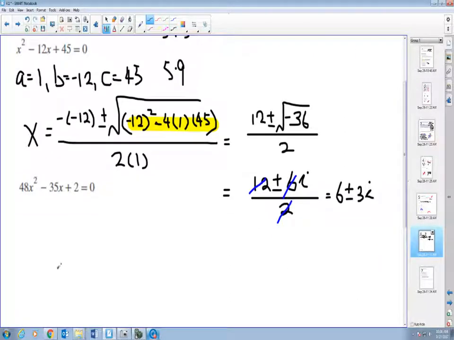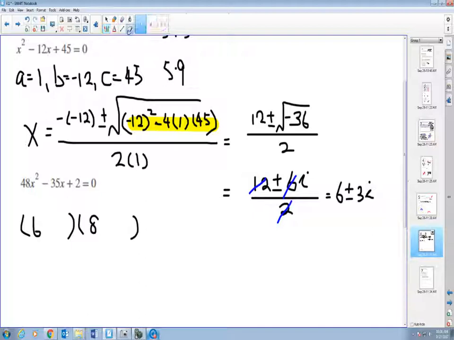Okay. Alright, let's try another one. See if we can do it by factoring. I'm not quite sure. 48, 6 times 8. And you know that ain't gonna work, because the 2 is 1 times 2. Doesn't matter where I put the 2, that will cost me a greatest common factor. So let's use different numbers rather than 6 and 8.